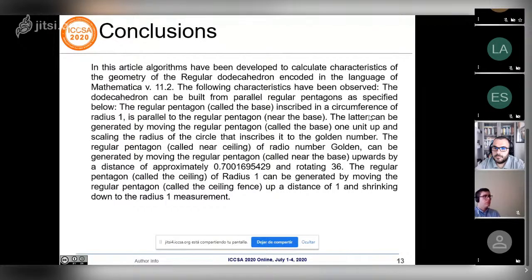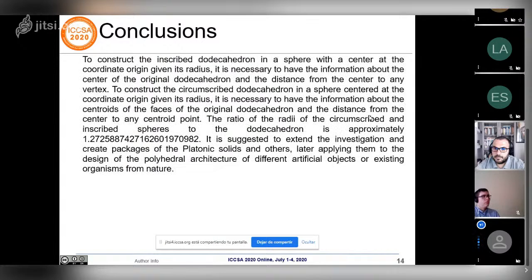Conclusions. The dodecahedron is constructed based on parallel regular pentagons. The relation of the radii of the spheres, the circumscribed one and the inscribed one, of the translated dodecahedron is approximately 1.273. We suggest extending the research and creating packages of all the platonic solids, and then applying them to the design of the polyhedral architecture of different artificial items or existing natural organisms, such as methane hydrate, pollen, and archetypes of skeletal structures of radiolarian organisms. Thank you very much.